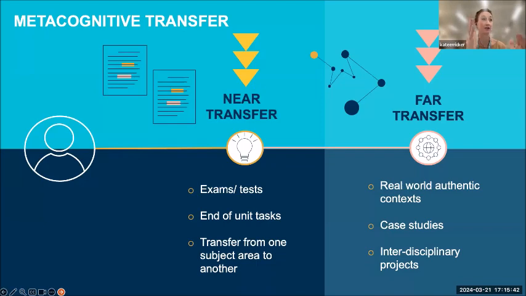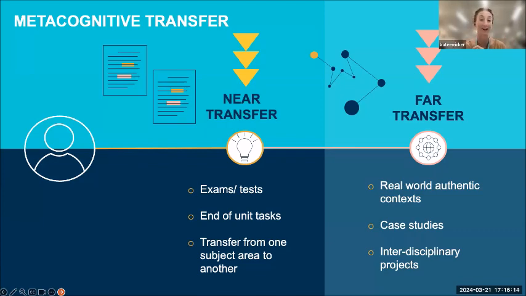The first is near transfer. So we're going from the left of the screen to the middle. Near transfer is something our students experience a lot. So if you're teaching a topic and then you test it in an end of unit test with different questions, that's near transfer. I'm transferring what I've learned to a test environment. If I'm transferring something from one subject area to another, if I've learned how to write an essay in English and I'm being asked to write an essay in history and I use the same skills, I'm transferring that from one subject to the next.